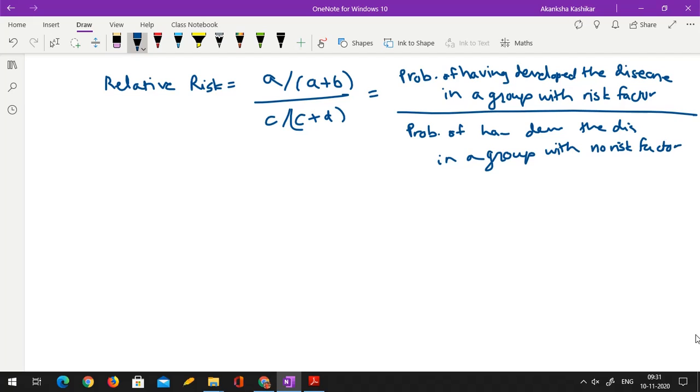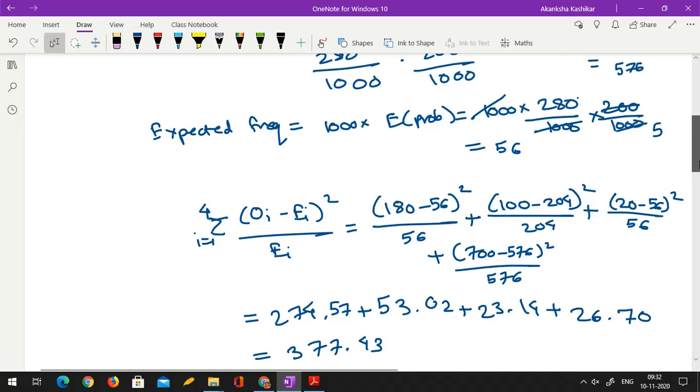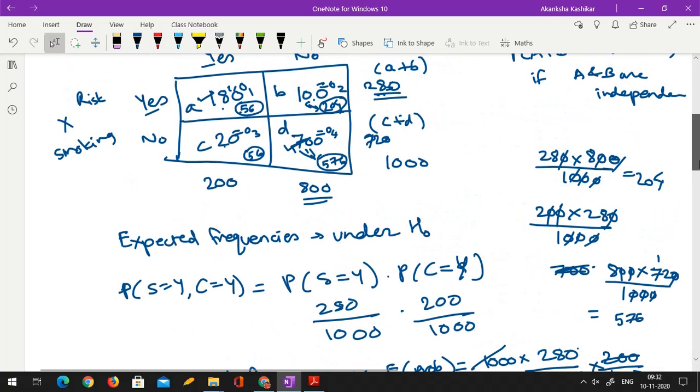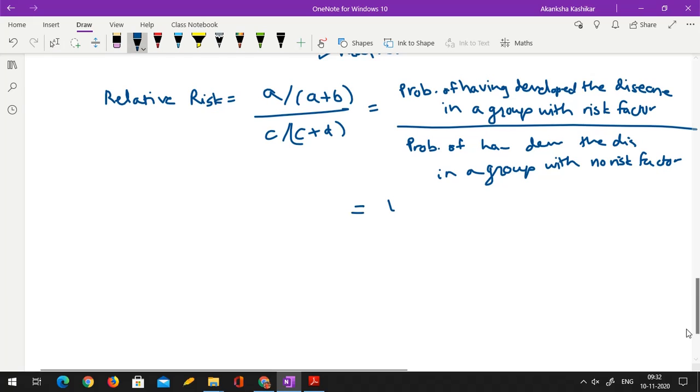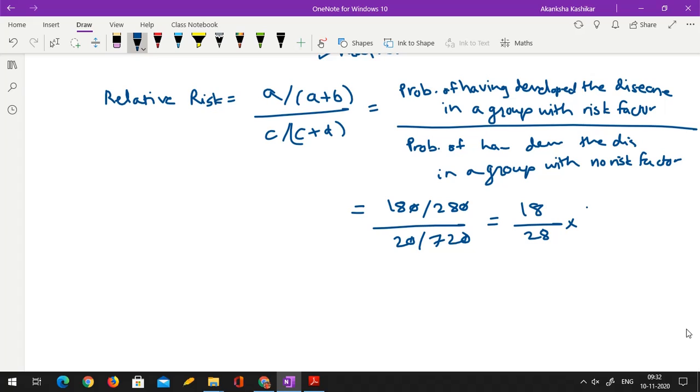So we kind of tell how many times the chances are more if you have the risk factor. Okay, if you have the risk factor, then you have more chances or fewer chances, and if more, how many times more. So here 180 upon 280 and 20 by 720. So I'll have 18 upon 28 into 72 upon 20, right? 22. Am I correct?